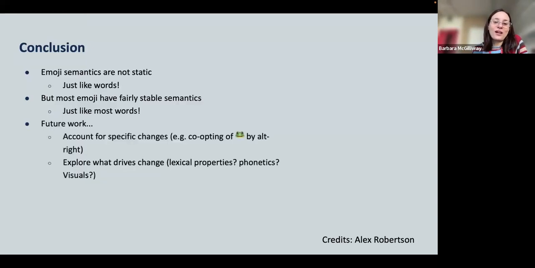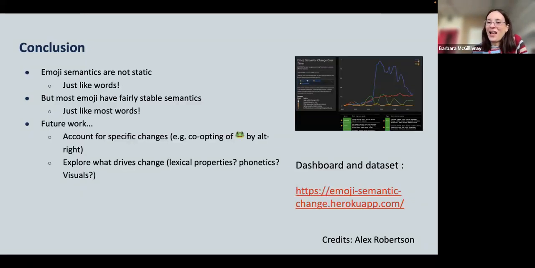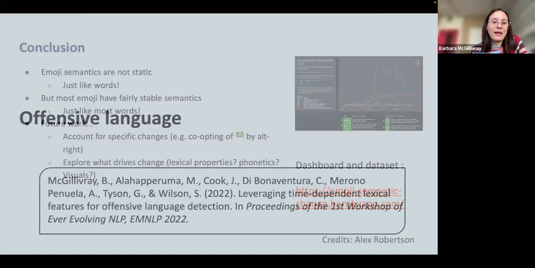And of course, lots more work to do on this topic. Do check it out. It's a paper that came out a couple of years ago with a co-author, Professor Alex Robertson, who's now working for Google and was an expert in emoji.